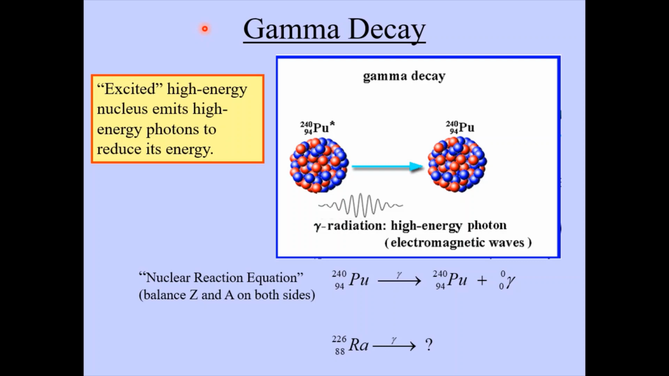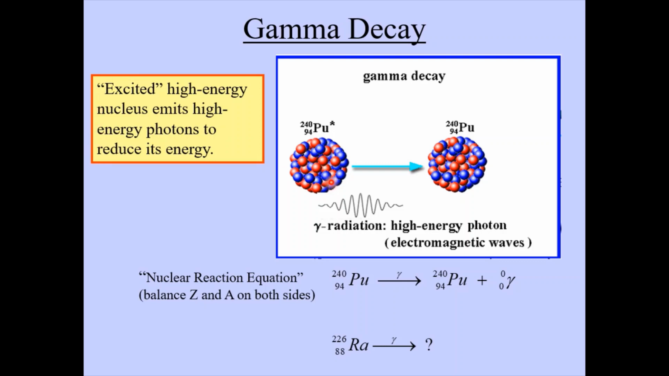So the last one we're going to look at, we've already looked at alpha and beta decay. Let's look at gamma decay. Now, what is a gamma decay? Well, a gamma decay occurs when an excited high-energy unstable nucleus emits high-energy photons to reduce its energy.